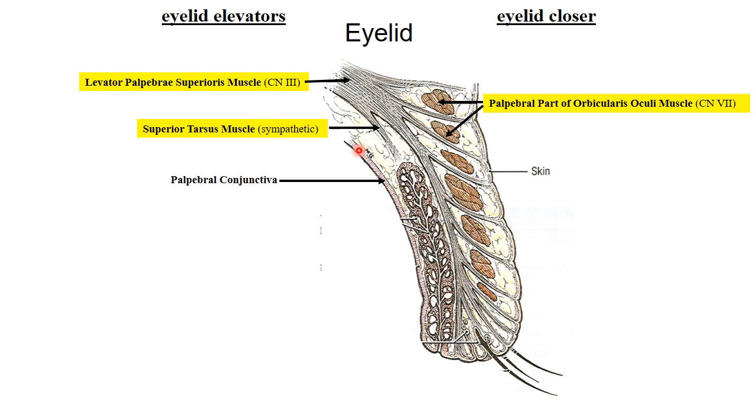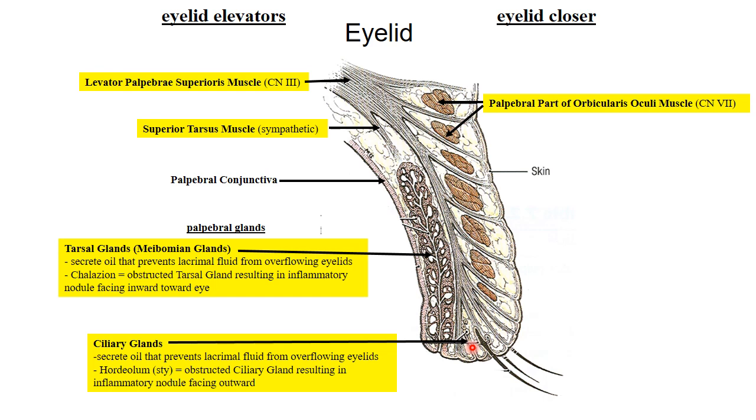And the other thing we want to look at while we're looking at the eyelid in sagittal section is this thing and this thing right here. We've got some glands to deal with. Okay, these are palpebral glands. Generically, there are two different types. There are things we call tarsal glands or meibomian glands. That's this guy right there.